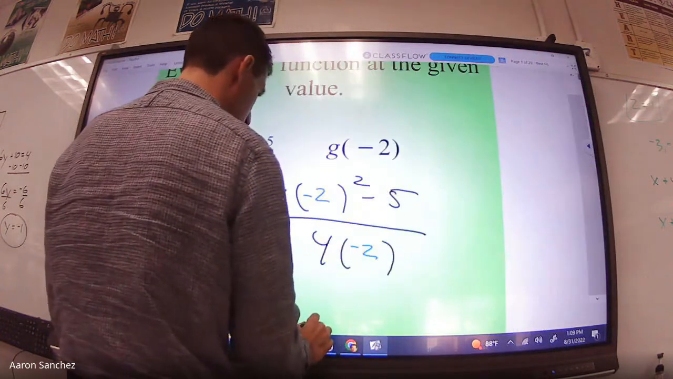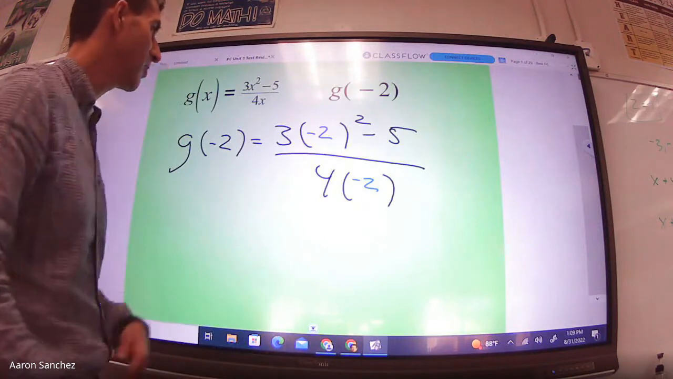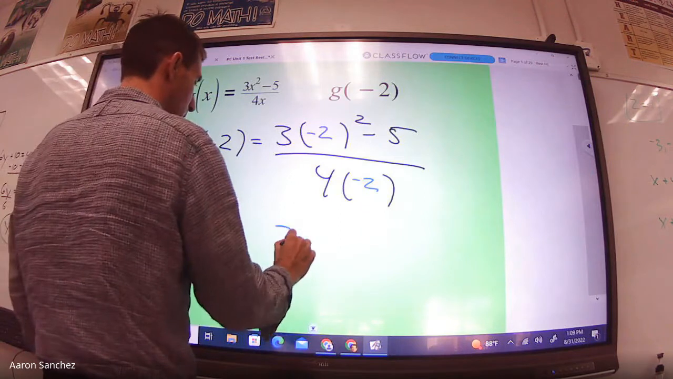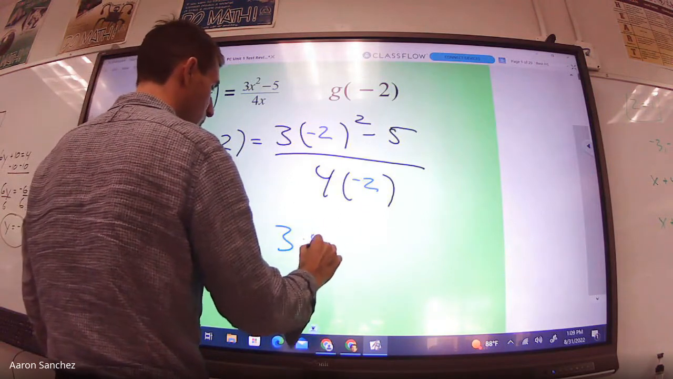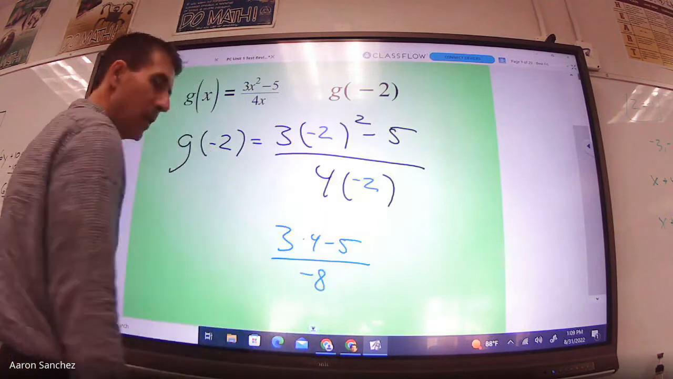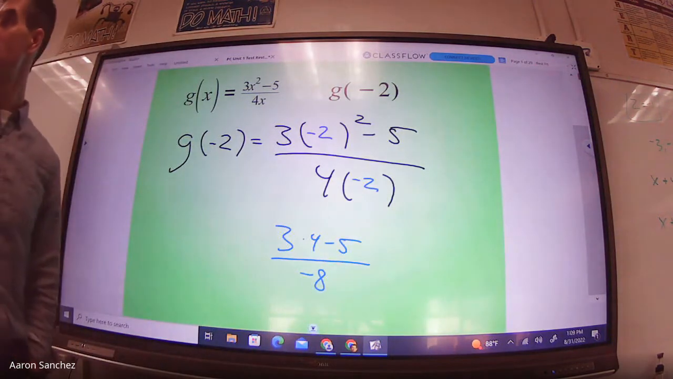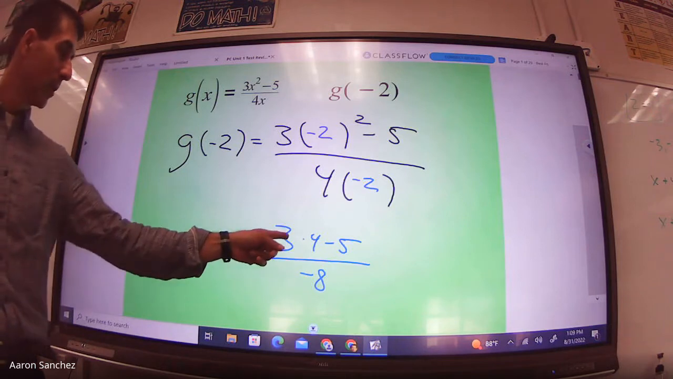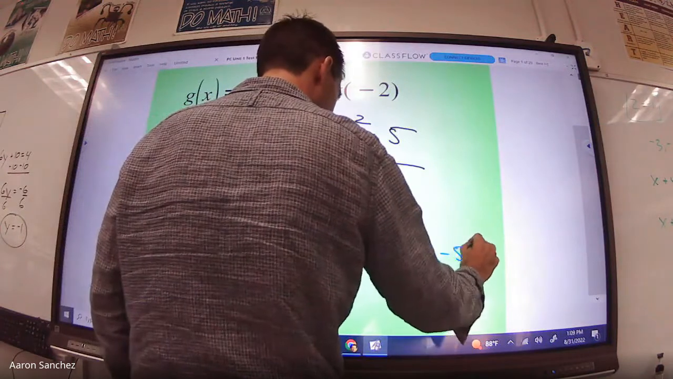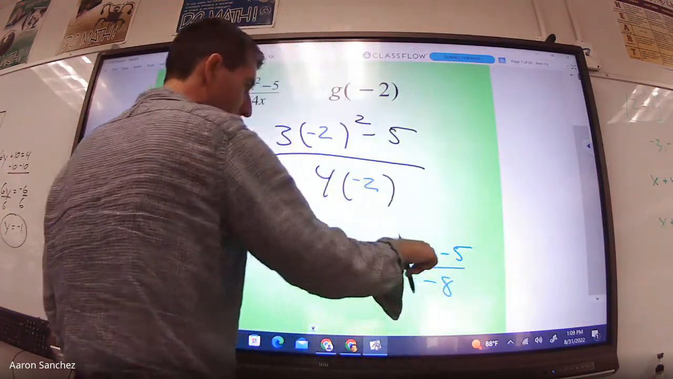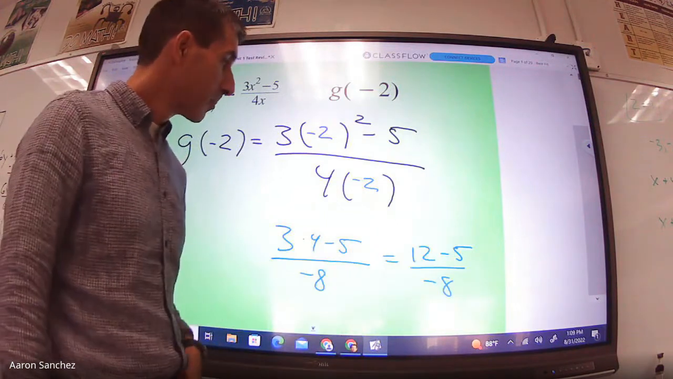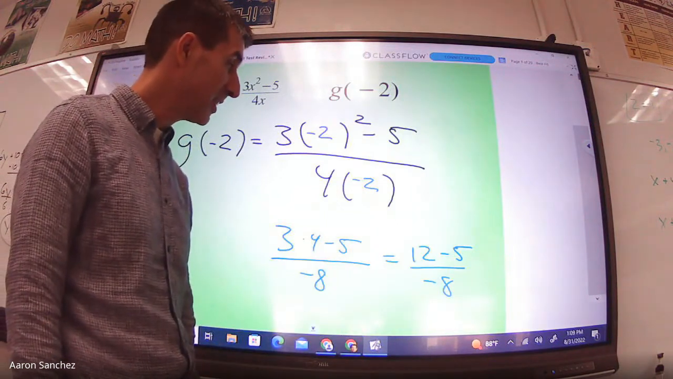and then we do order of operations, right? PEMDAS, no parentheses. I mean, parentheses is already simplified. Exponents. So I say negative 2 squared is 3 times 4 minus 5 over 4 times negative 2, negative 8. PEMDAS, exponents done. Multiplication. 3 times 4 is 12. 12 minus 5 over negative 8. Now, you're supposed to divide before I subtract, but you have to solve the top before you divide, right? This means division. 12 minus 5 is 7.